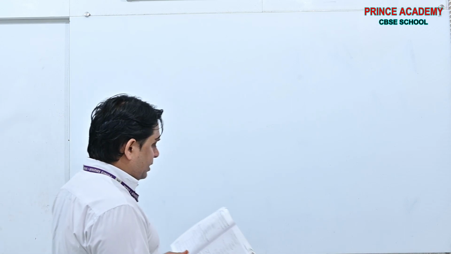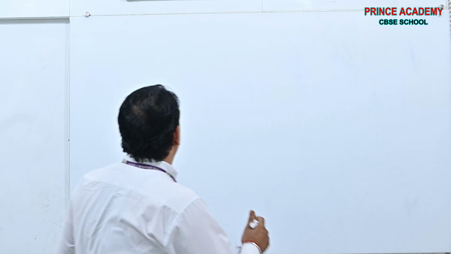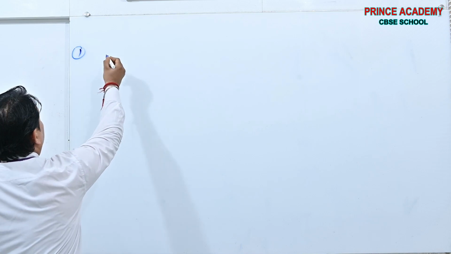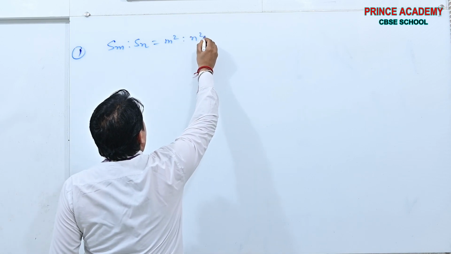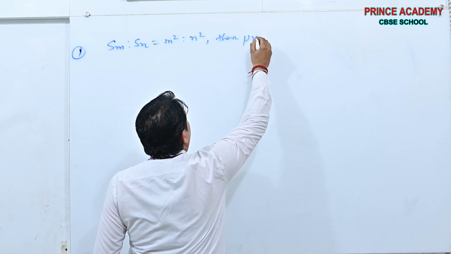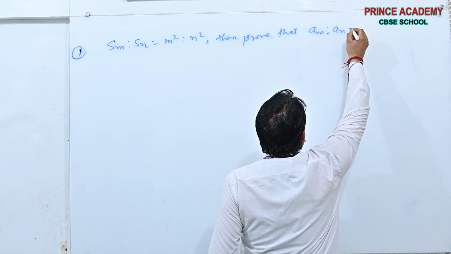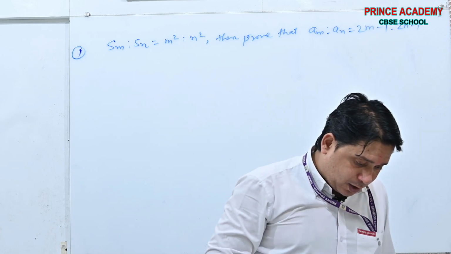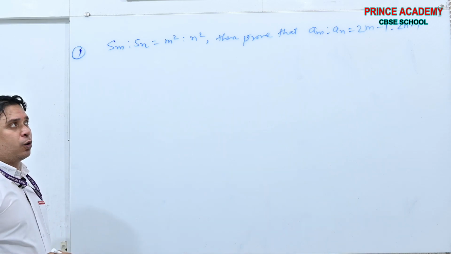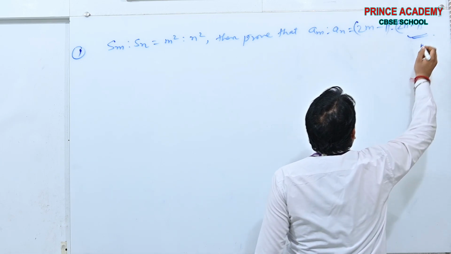The question was, if the ratio of the sum of m terms to the sum of n terms is m square by n square. See beta, question number 1: Sm ratio Sn is m square ratio n square. Then prove that Am ratio An is 2m minus 1 ratio to 2n minus 1. We have to prove it.